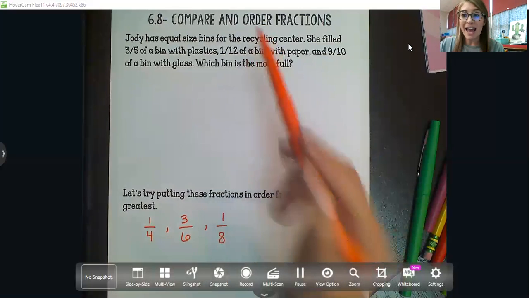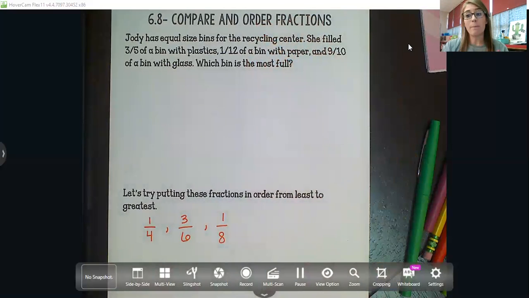Today we're going to be comparing and ordering fractions. So yesterday we compared fractions. Today we're going to compare fractions as well, but we're going to take that one more step, and we're actually going to put them in order from least to greatest.